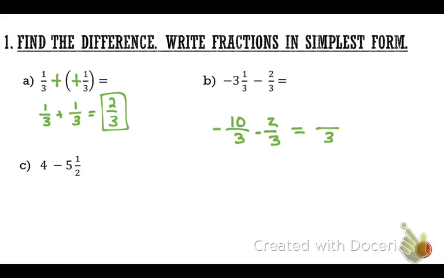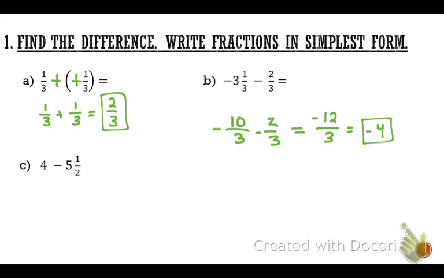So what is 10 plus 2? And keep the sign? Negative. Can this be simplified at all? Yeah. What is negative 12 divided by 3? Negative 4. Thank you for remembering to say negative. So that is your answer in simplest form.